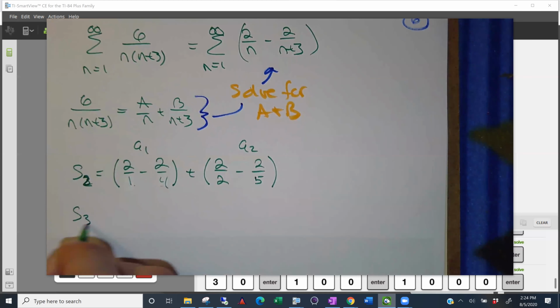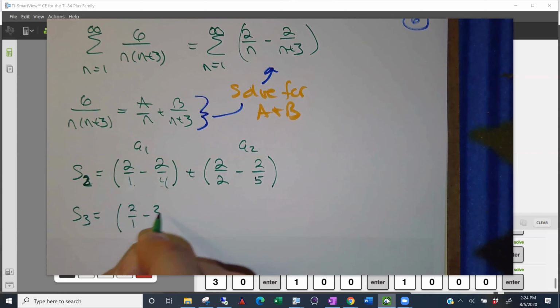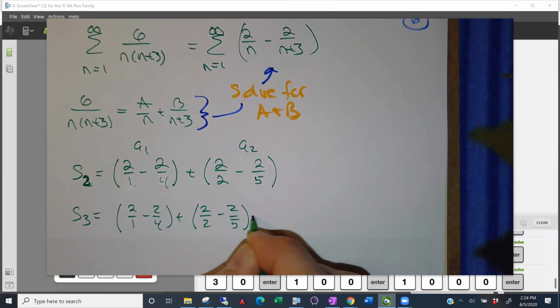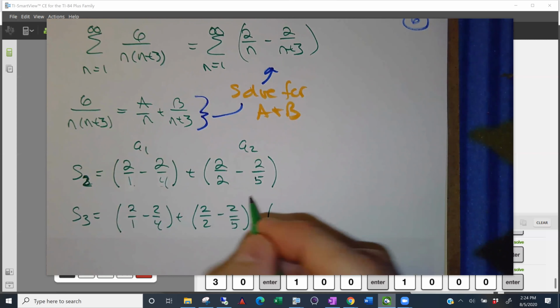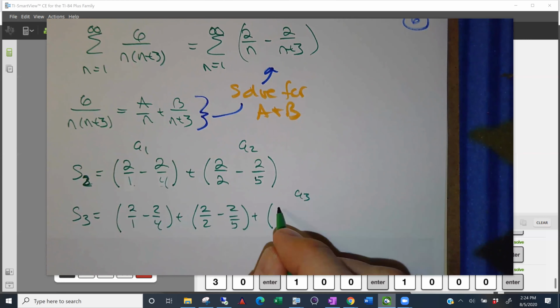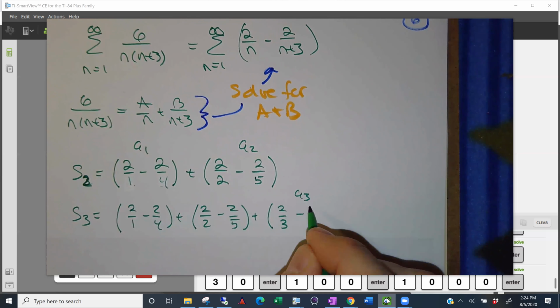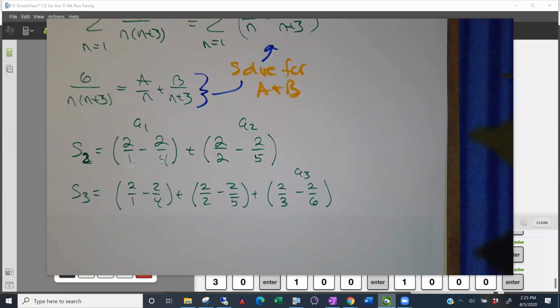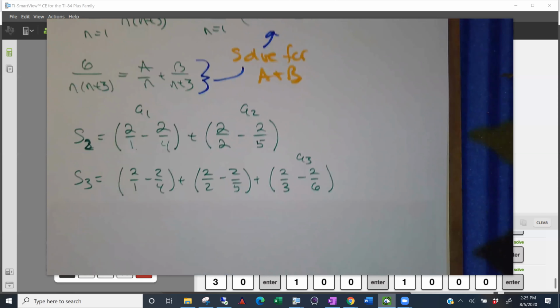So let's take a look at another one, S sub 3. Well, that's going to be 2 over 1 minus 2 over 4 plus 2 over 2 minus 2 over 5 plus, for A sub 3, 2 over 3 minus 2 over 6. And now finally we're going to start to see some cancellation, I think. Where are we? No, we're not. No, we have to start looking at S sub 4.